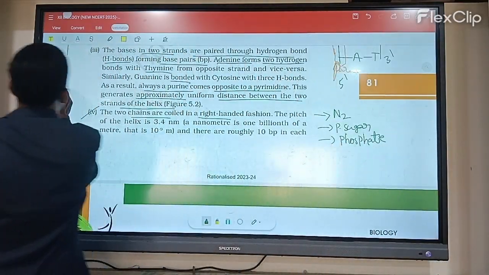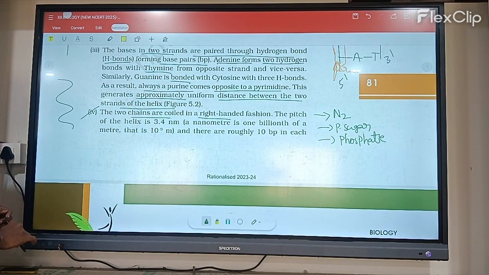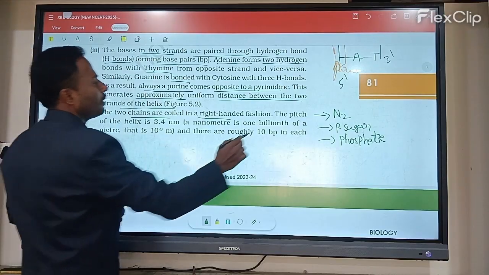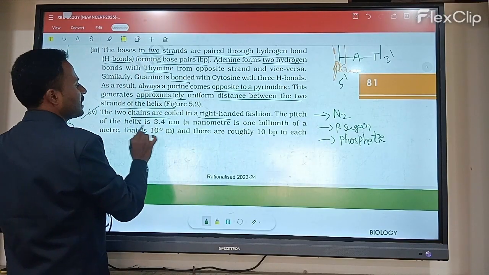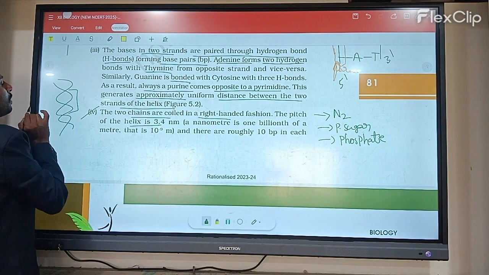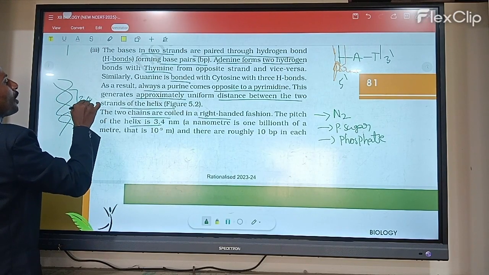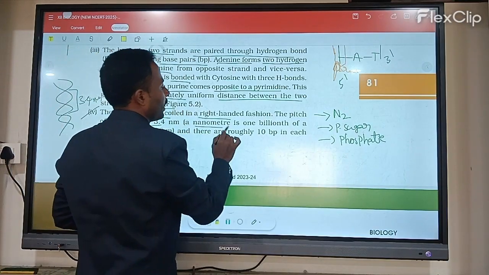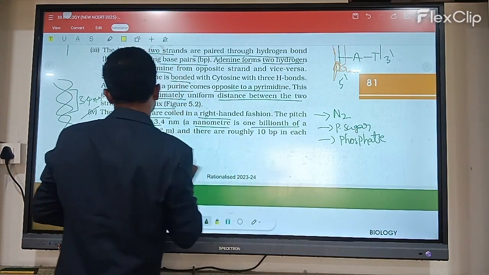The DNA forms in this manner only, a right-handed helix, and the pitch of the helix is approximately 3.4 nanometers. So one pitch, this is one pitch, is approximately 3.4 nanometers. And here is one more thing: 1 nanometer is equal to one billionth of a meter.